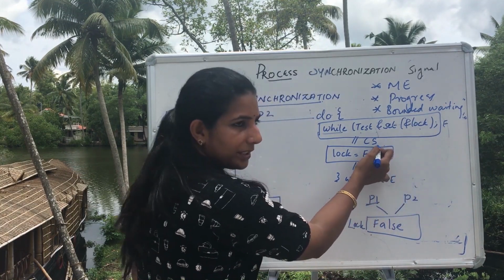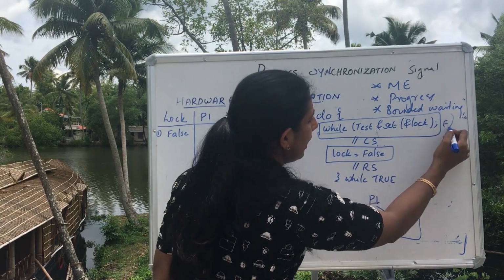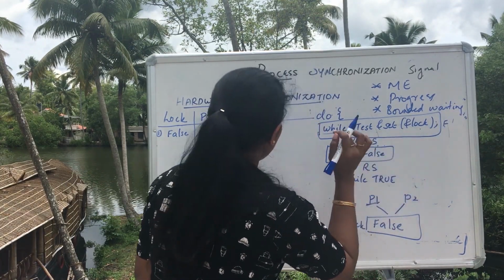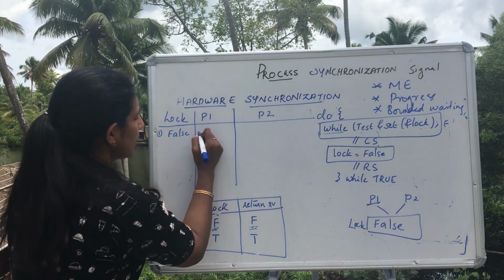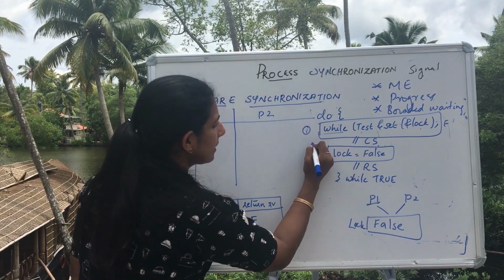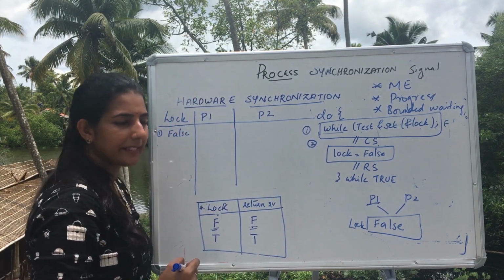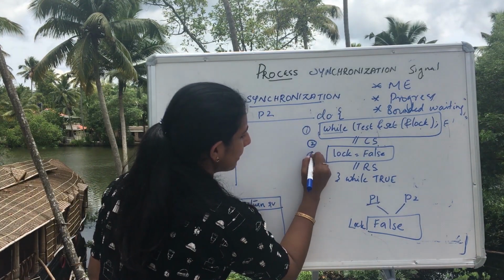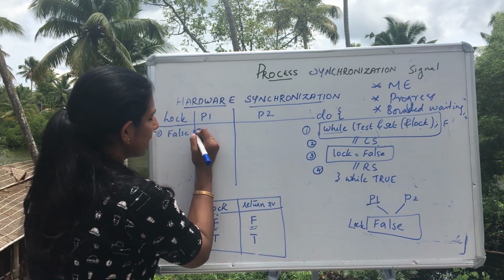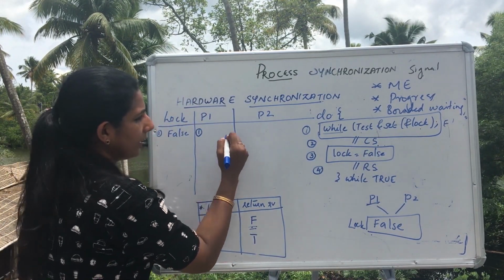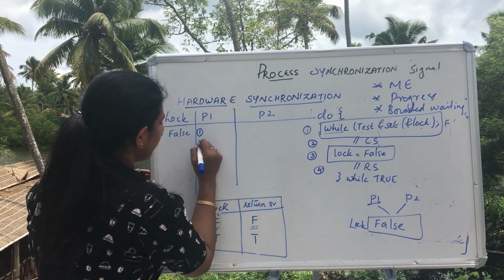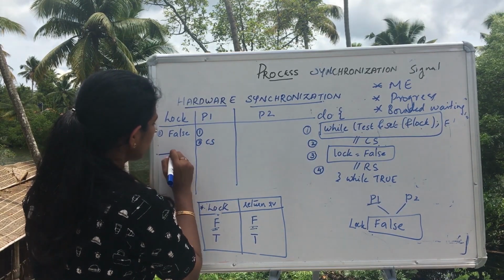Thus it enters into the critical section. If it was true, it would be looping over here itself. Now the condition is false, so it enters into the critical section. So P1, let me name this as line number 1. Critical section is a big code, but I'll say it as step number 2. This is step number 3 and let it be step number 4. So P1 ran line number 1, or step number 1. The condition became false and it entered into the critical section.